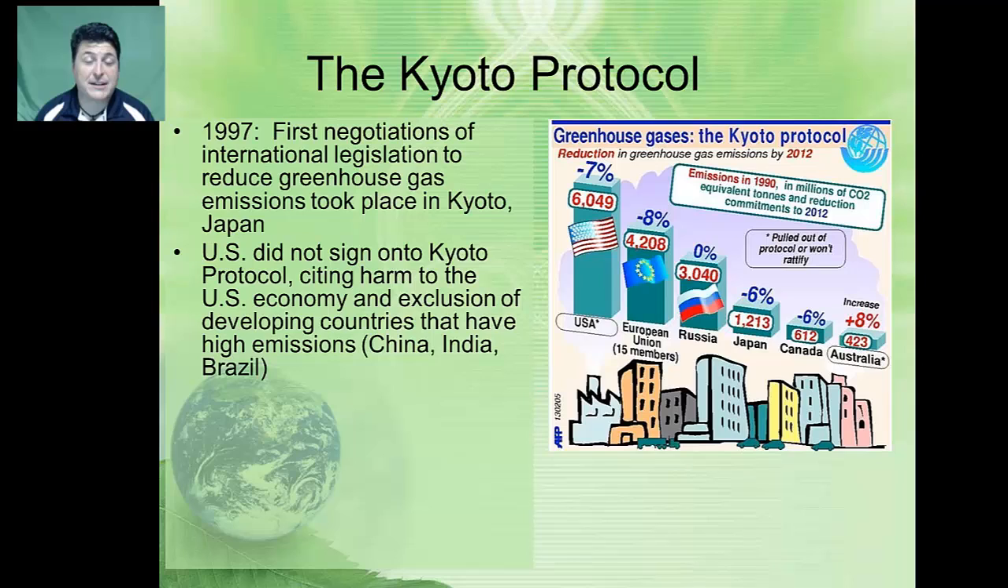One can see the effect of economics on decisions with regards to climate change with the Kyoto Protocol. In 1997, we had our first negotiations of international legislators to try to reduce the amount of greenhouse gas emissions. The U.S. did not sign on to the Kyoto Protocol because it cited that harm to the U.S. economy would take place because of the exclusion of developing countries that have high emissions like China, India, and Brazil.